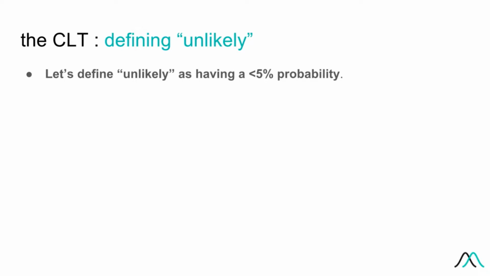As we start to explore the CLT, let's first establish a definition of what we mean when we say an outcome is "unlikely." One very common probabilistic definition, and the one we'll adopt, is that something is unlikely if it has less than a 5%, or a 1 in 20, chance of occurring. So what does this look like on the normal model?